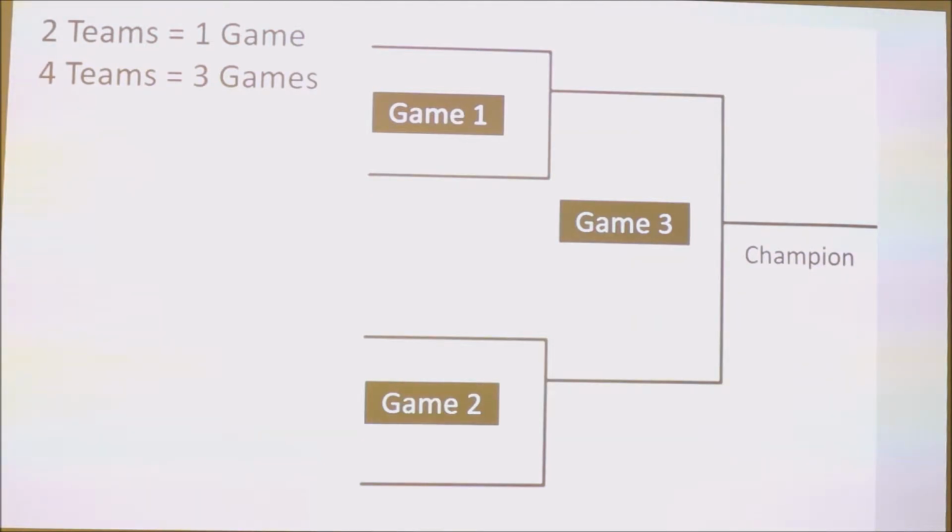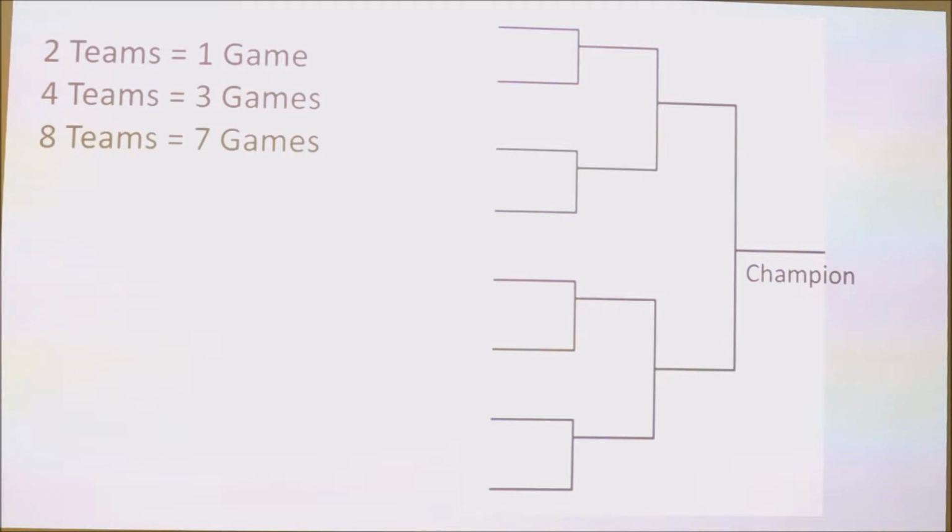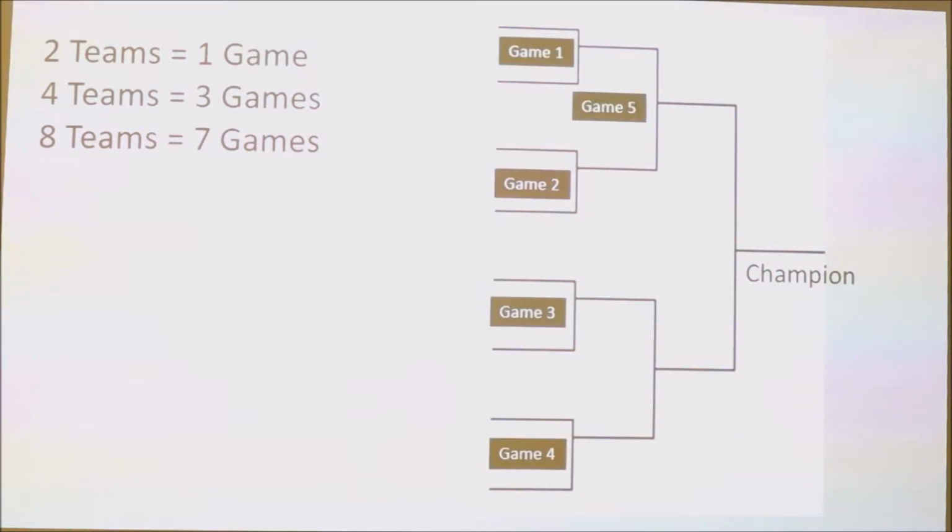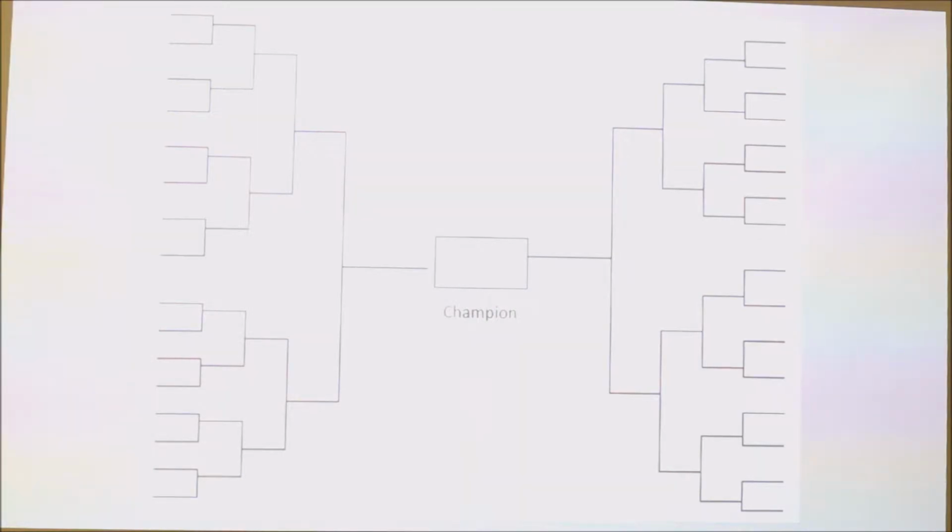If there's two teams, you play one game. If there's 4 teams, you play 3 games. So if there's 8 teams, you're going to play, you got it, 7 games. That's easy. That continues. If you had 32 teams, you would have 31 games. If you have 64 teams like the tournament for the NCAA, you would have 63 games.